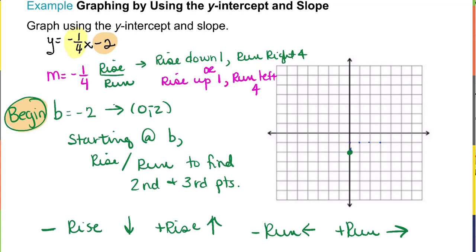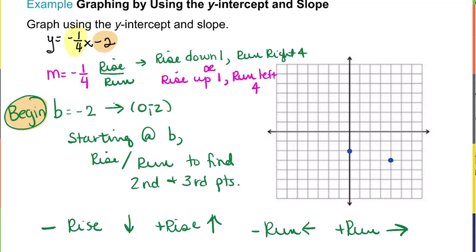I'm sorry, I did this wrong. I apologize. And I lost my point. So let me put that back there. From there, we're doing negative 1, and I rose up. So I can either, from here, rise down 1, and then go right 4. So negative 1 on the rise, positive 4 on the run. Or, I can do that again, down 1 and right 4.